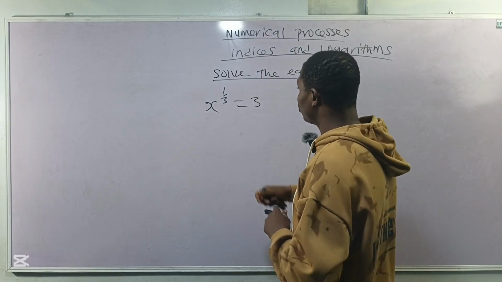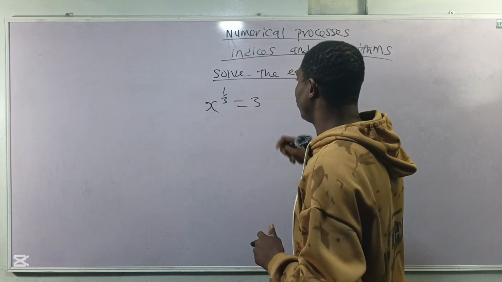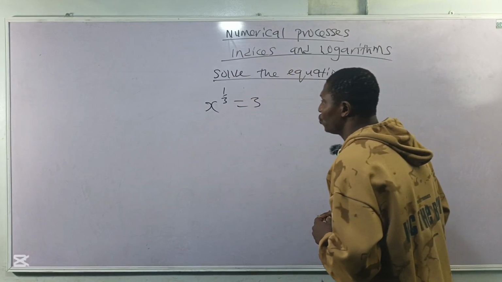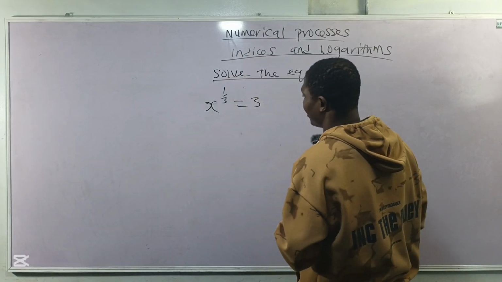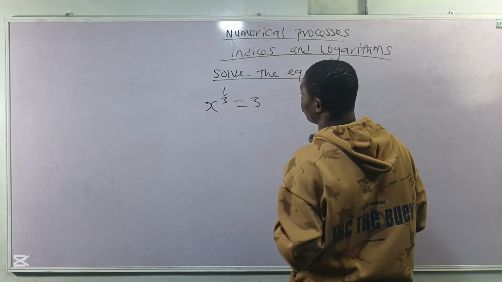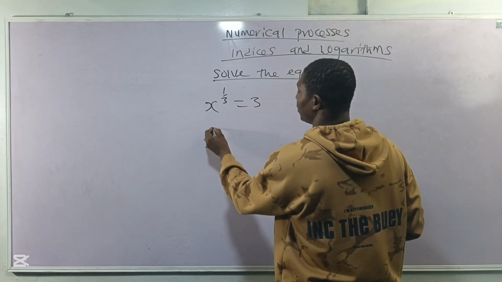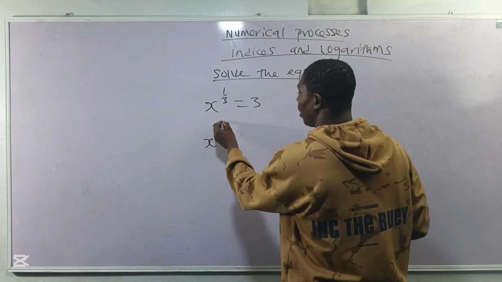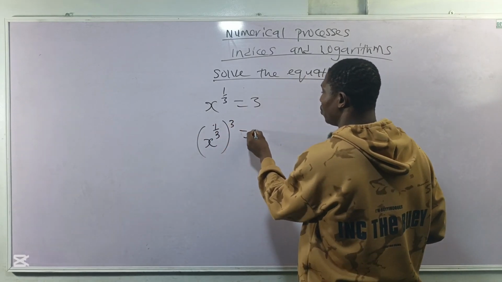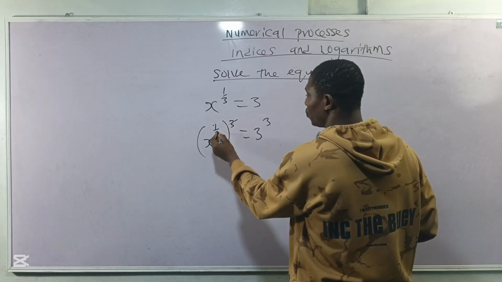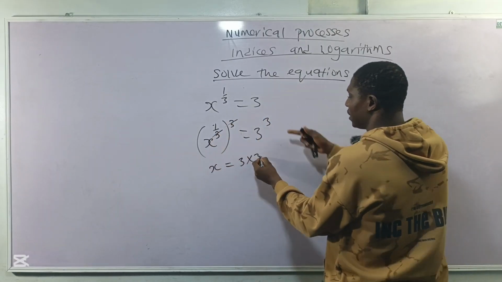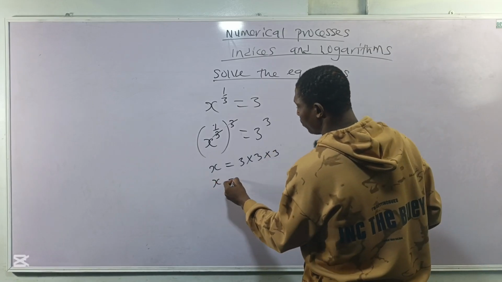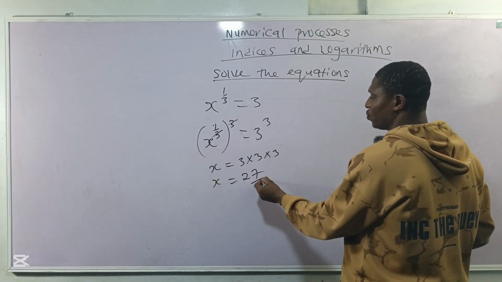So we have x raised to power 1 over 3 equals 3. All we need to do is to multiply by the reciprocal of the power of x, so that it will give me 1. So we have x raised to power 1 over 3. I'll multiply by 3, so also multiply here by 3. So this can cancel this, and I have x equals 3 times 3 times 3, and x will be equal to 27.